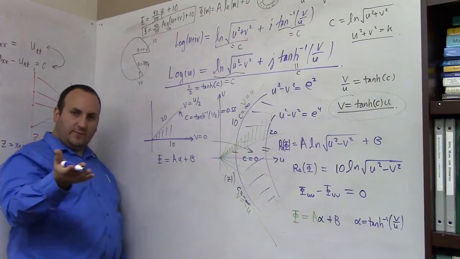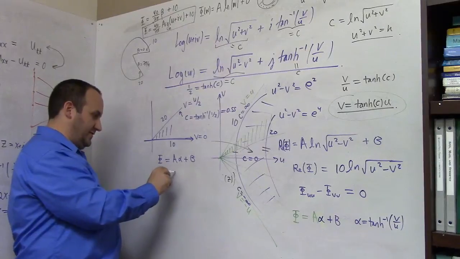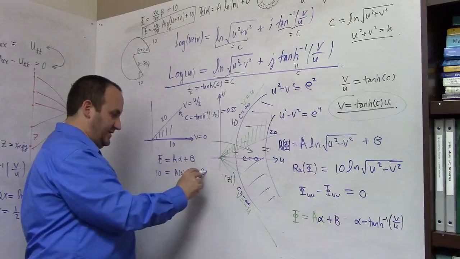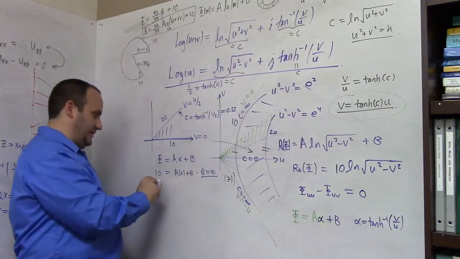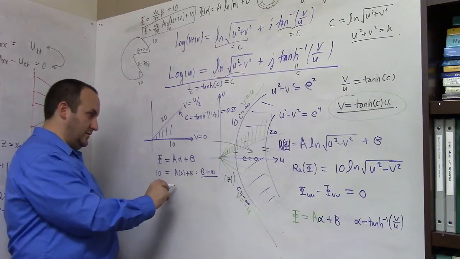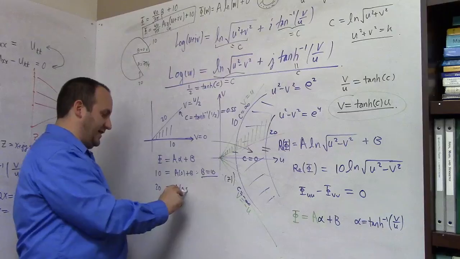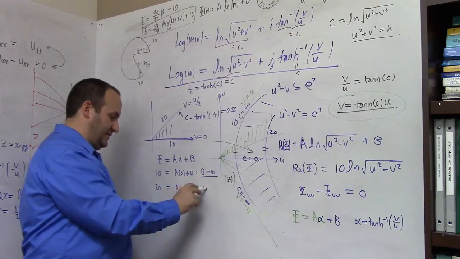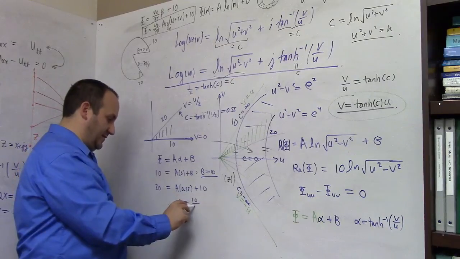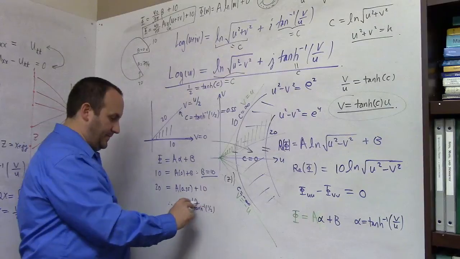So anyway, what we have then is 10 is equal to a times 0 plus b. So therefore b is equal to 10. And 20 is equal to a times, roughly speaking, 0.55 plus 10. So therefore a is equal to 10 divided by, technically, the inverse hyperbolic tangent of 1/2.